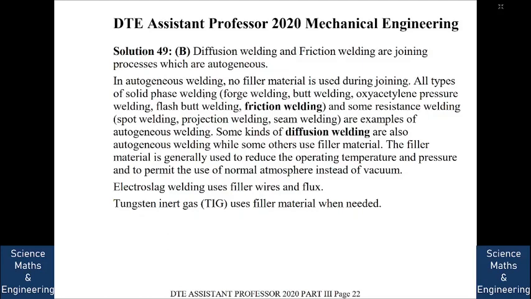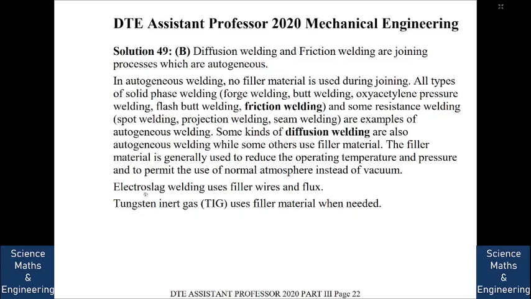All types of solid phase welding, that is forge welding, butt welding, oxyacetylene pressure welding, flash butt welding, friction welding, and some resistance welding such as spot welding, projection welding, seam welding are examples of autogeneous welding. Now some kinds of diffusion welding are also autogeneous welding, while some others use filler material. Now in diffusion welding, the filler material is used to reduce the operating temperature and pressure and to permit the use of a normal atmosphere instead of a vacuum atmosphere, as we know that vacuum atmosphere is very expensive.